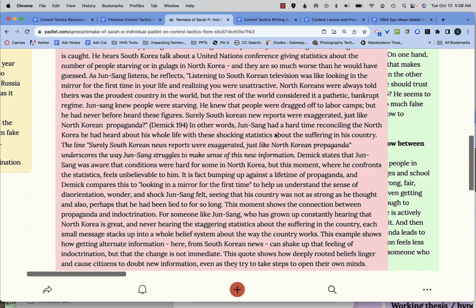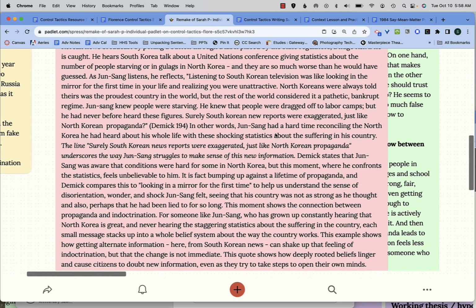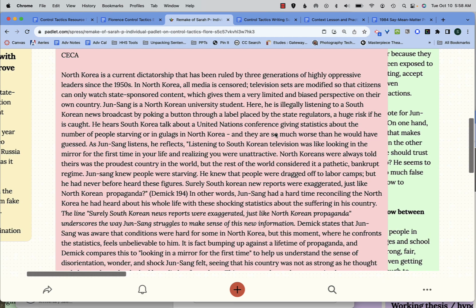That's the process. You're going to repeat this process with each other piece of evidence that you're going to use in your paper.